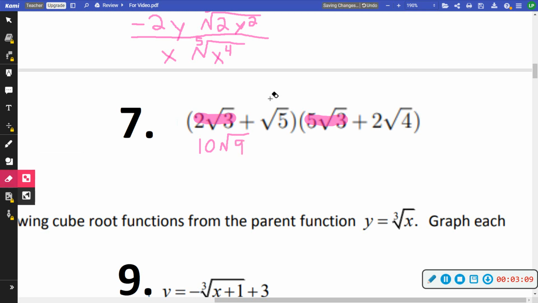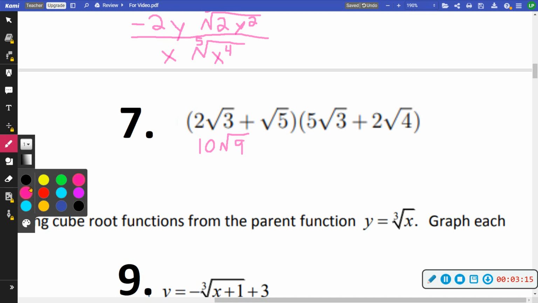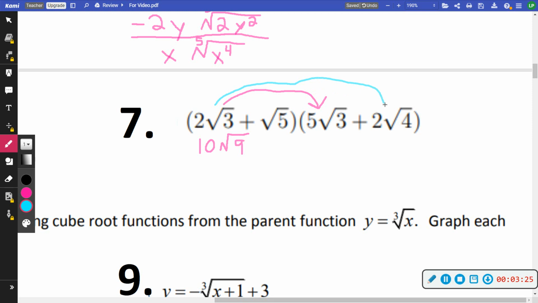I'm then going to take, so just for our notes, I took this times this. Now I'm going to take this and distribute it to the other one. So 2 times 2, that's 4. And 3 times 4, that's 12.